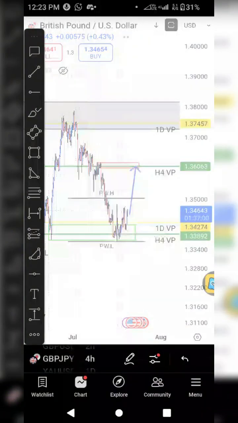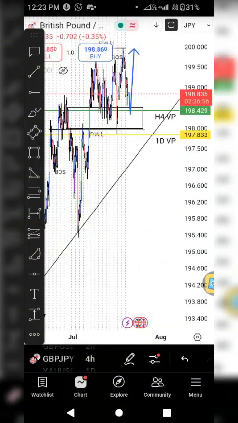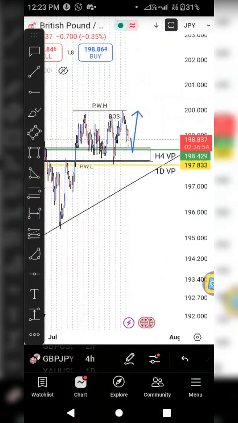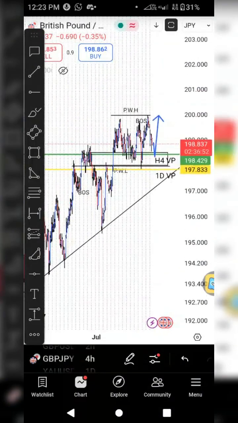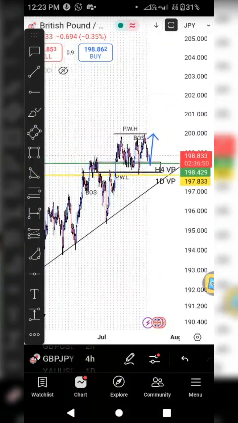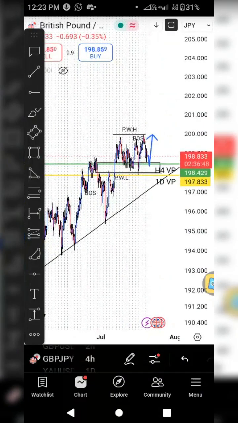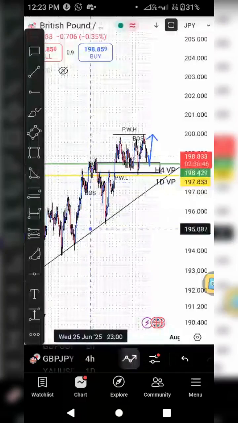Then the next is GBP JPY. So on GBP JPY, Japanese yen is the strongest currency right now, and we can see that there's what they call an ascending triangle, which has already formed. Let me show you that. Let me show that pattern. So this is the ascending triangle.